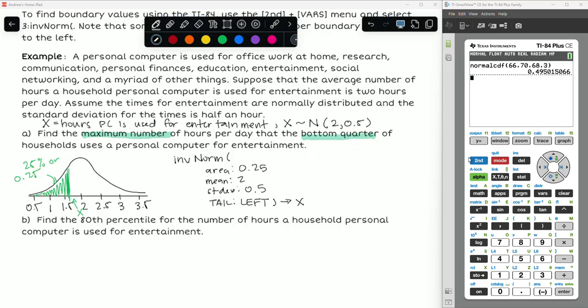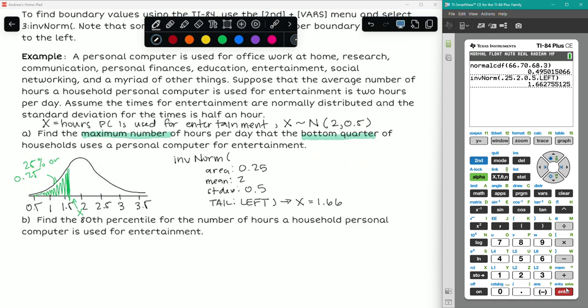So let's go ahead and run that calculation. Second var is option 3. Our area is 0.25. Our mean is 2. Our standard deviation is 0.5. And we get x is equal to 1.66. I'm going to round it to 2 decimal places.